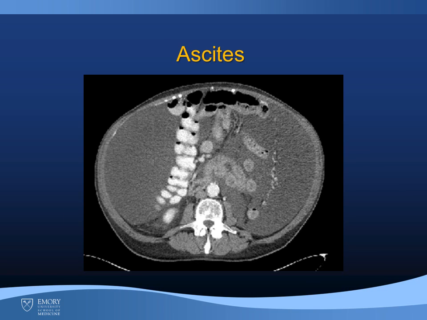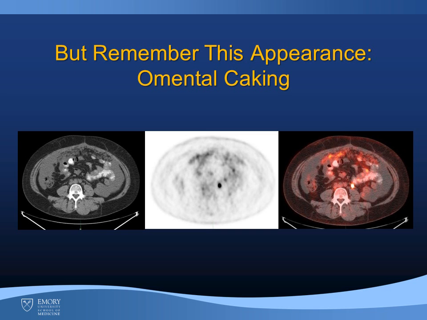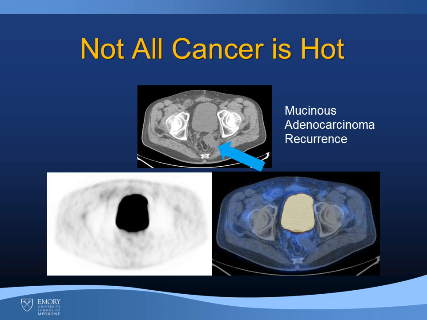Ascites typically will have little to no FDG uptake, and it would be diffuse. But remember this pattern. This patient has ascites, and there is also this nodular uptake in the omentum, and this is omental caking. And remember that not all cancer has FDG uptake. Here we have a patient with mucinous adenocarcinoma with absolutely no FDG uptake. And mucinous histology often will have no FDG uptake.